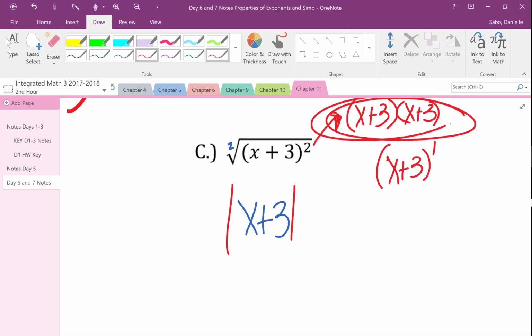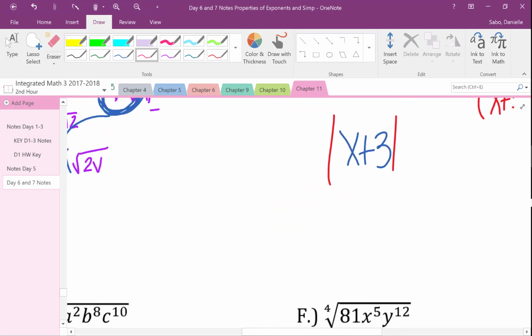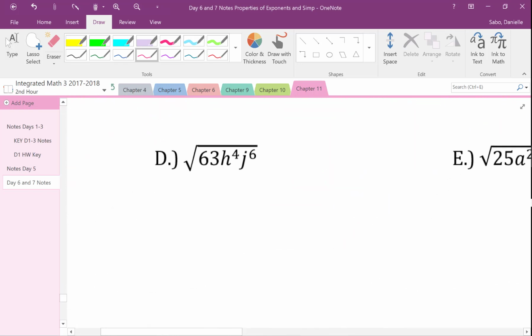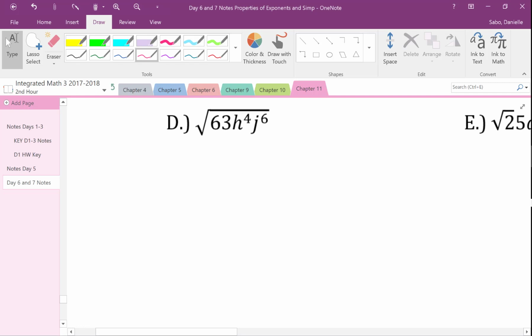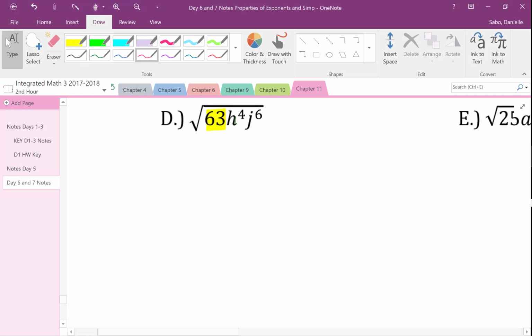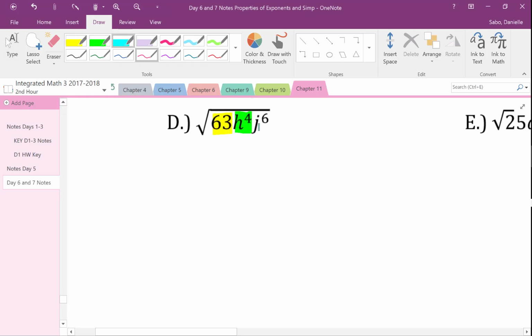I want you to try D. Look at your index, identify what it is, and then walk yourself through it or with your group. Take it piece by piece, each one. Every color is a different part.